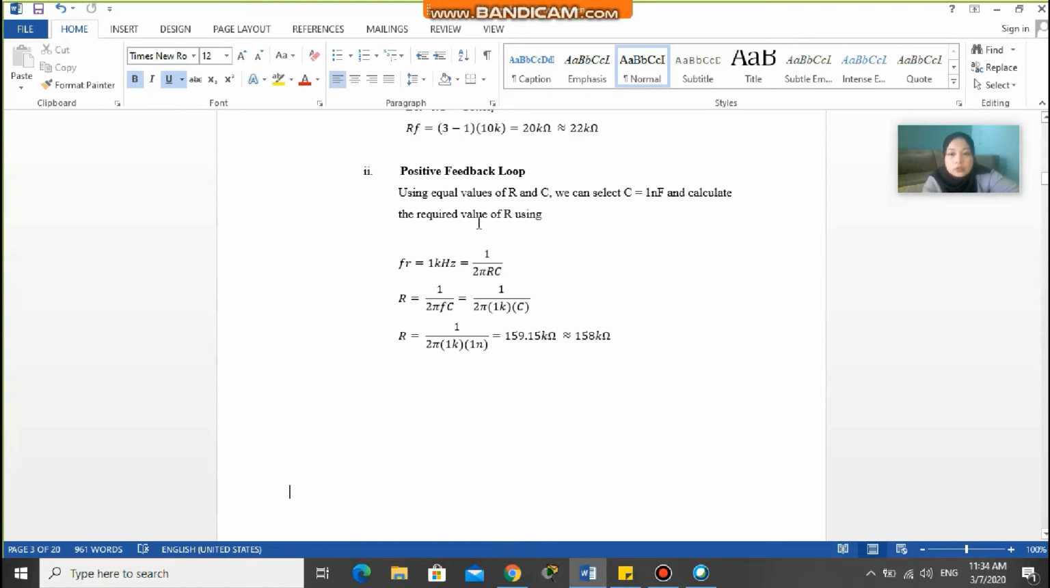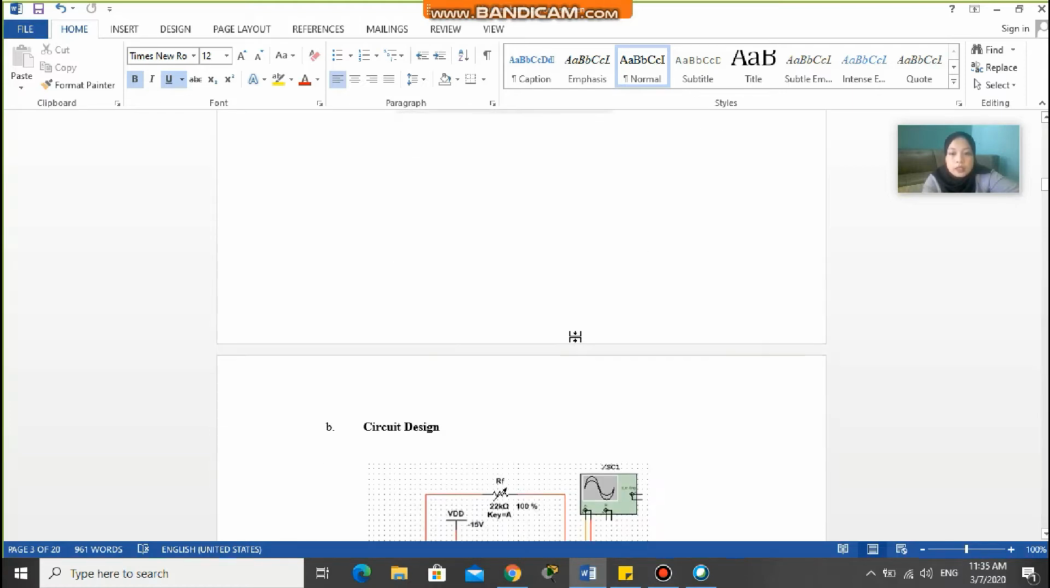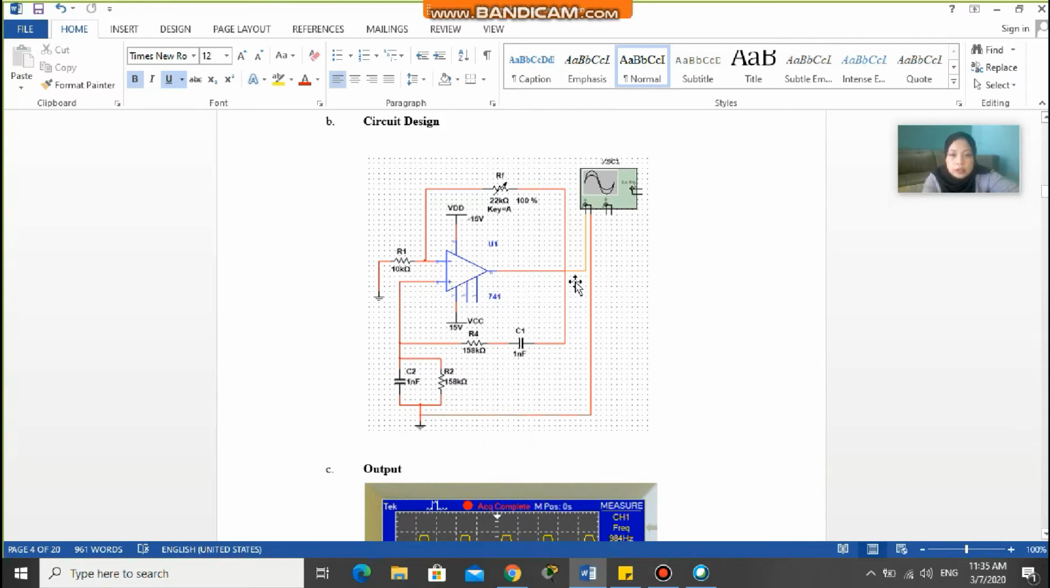By using equal values of R and C, we can select the value of C equal to 1 nanofarad, and we calculate the required value of R by using FR equal to 1 kHz, and the formula is 1 over 2 pi times R times C. So we get the value of R equal to 159.15 kilo ohm, and we decide to use R equal to 158 kilo ohm.